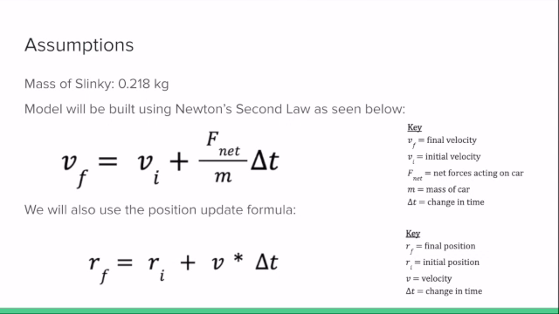Now there are a few assumptions that we'll make throughout this lab. First of all being, the mass of the slinky will be 0.218 kilograms, and we will build a model using Newton's second law, and this can be seen below. And from this, we will also use the position update formula, also seen.